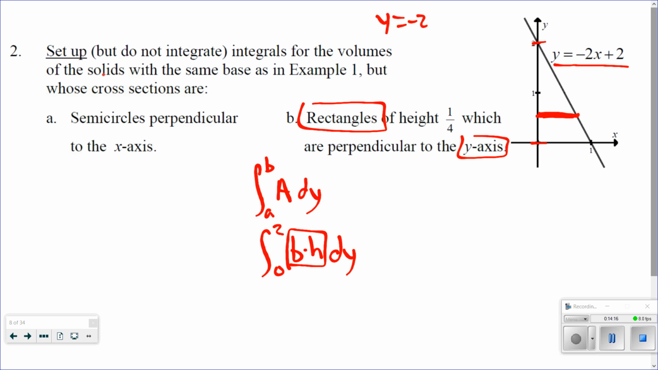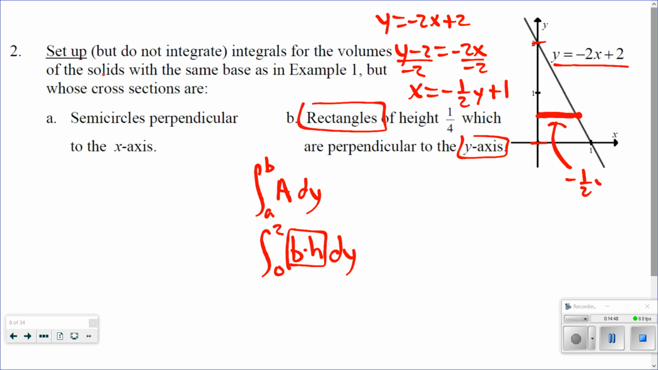If y equals negative 2x plus 2, let's solve for x so that it's in terms of y. So I'm going to minus the 2 over. So y minus 2 equals negative 2x. Then I'm going to divide by negative 2. So I end up with x equals negative 1/2 y plus 1. That is how long this section is. I take the right side, which is negative 1/2 y plus 1, minus the left side, which is 0. So that length comes out to be negative 1/2 y plus 1.